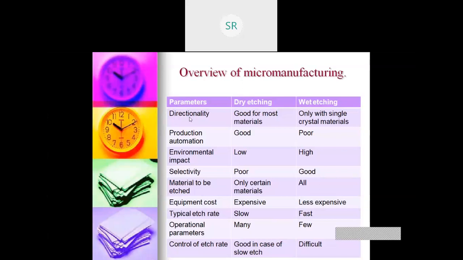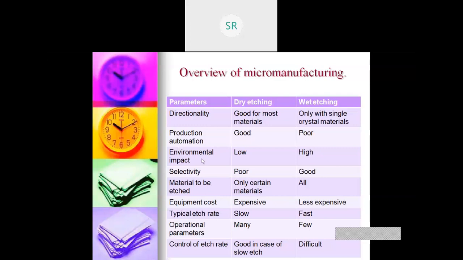If I take directionality, it is good in dry etching, and in wet etching it is good only for single crystal material. If it is single crystal material, wet etching is good. But if it is multi-layered etching, wet etching is not good, and under that condition I need to go for dry etching. Similarly, production automation is good in dry etching, and poor in wet etching.